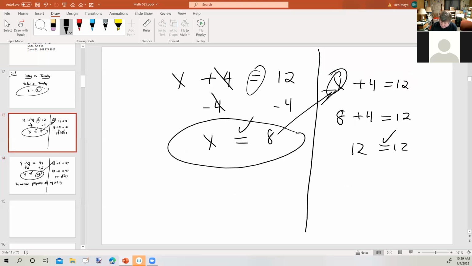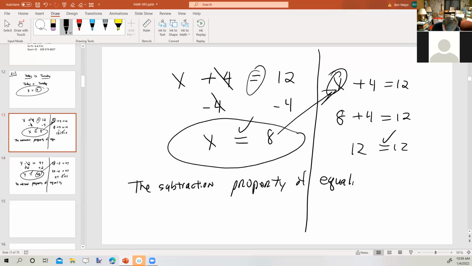Here, we subtracted the same quantity from both sides. This is an example of the subtraction property of equality. I don't know about the loose leaf textbook, but these two properties are listed in the hard copy of the textbook on page, let's see, what is it? Page 103 and 105. Anyway, for further reference.